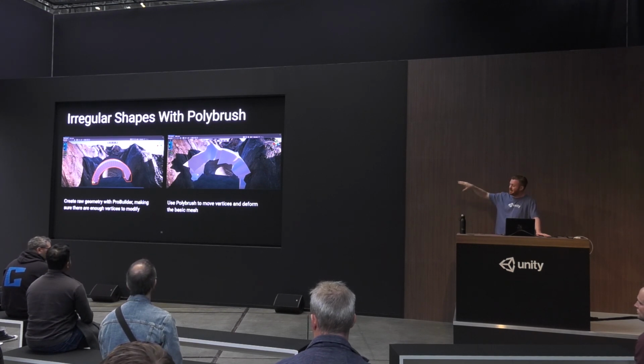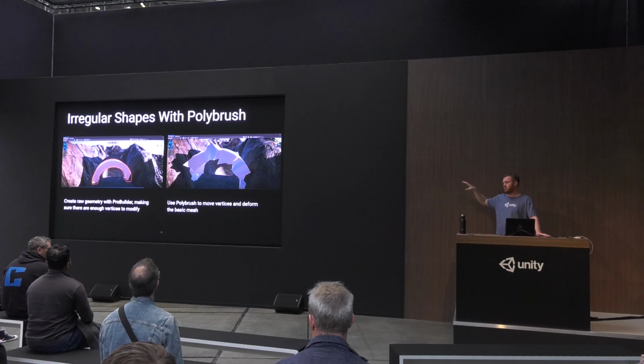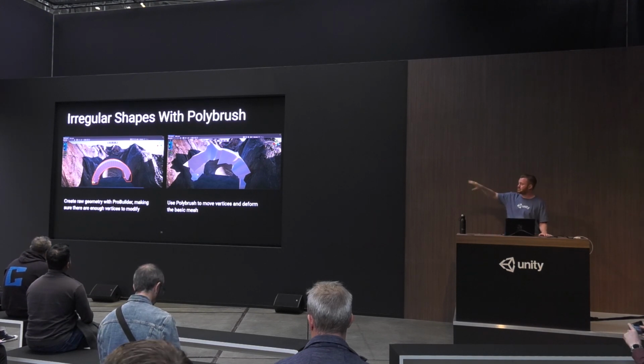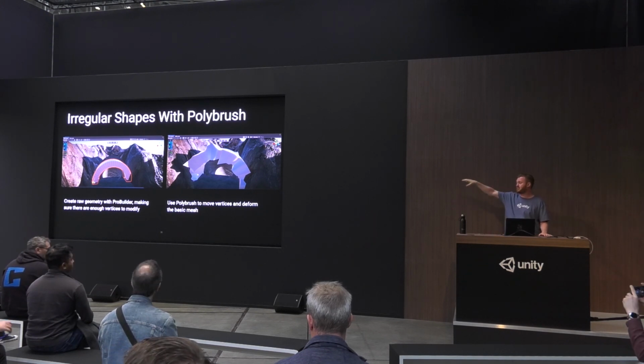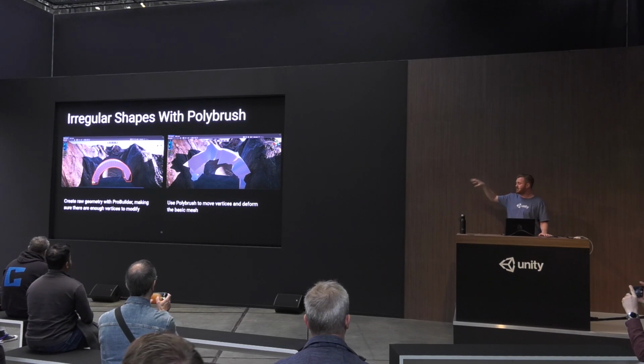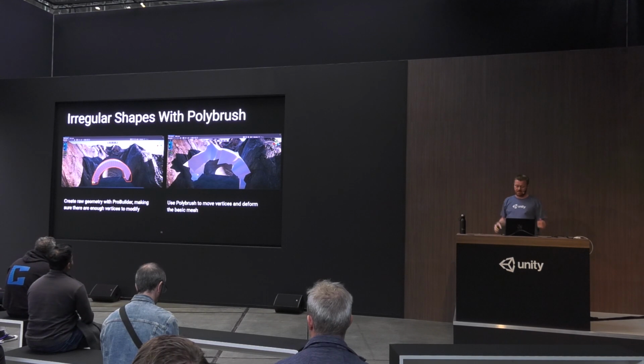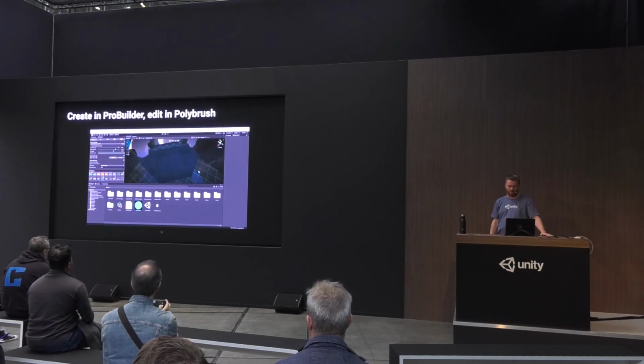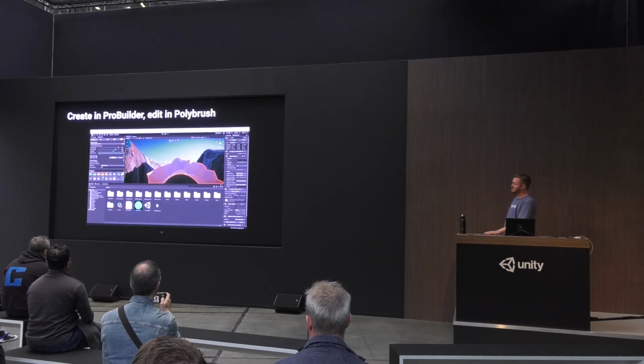On the right side, you can see also gorgeous programmer art. You can see that I'm offsetting the vertices to create this more irregular shape using Polybrush. So when I'm generating the raw geometry in ProBuilder, I want to make sure that I have enough vertices to be able to edit those vertices in Polybrush and make some more irregular shapes. And I have a little time lapse of myself doing that here.